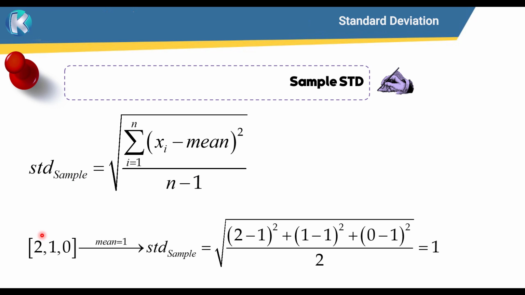So here is an example. Suppose that our data is 2, 1, 0. As you can see, the mean is 1. The sample standard deviation: each data point minus the mean, so 2 minus the mean to the power of 2, plus 1 minus 1 to the power of 2, plus 0 minus 1 to the power of 2. Actually, every data point minus the mean to the power of 2, and we add these values and divide by the number of values minus 1. We have 3 data points, so 3 minus 1. Then we take the square root of that, and the result is 1. So here, the sample standard deviation is 1.